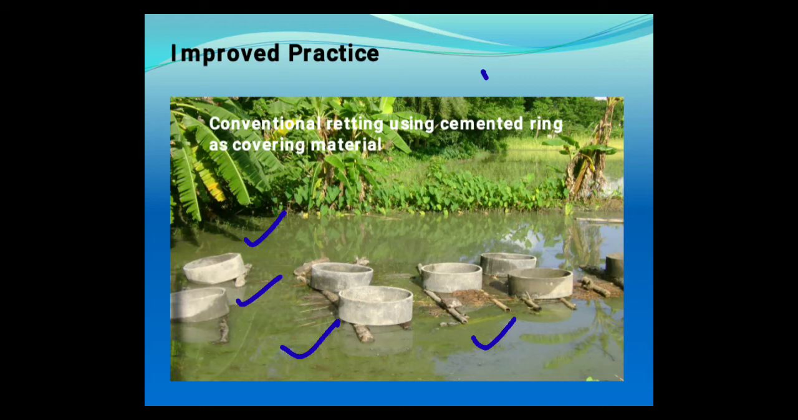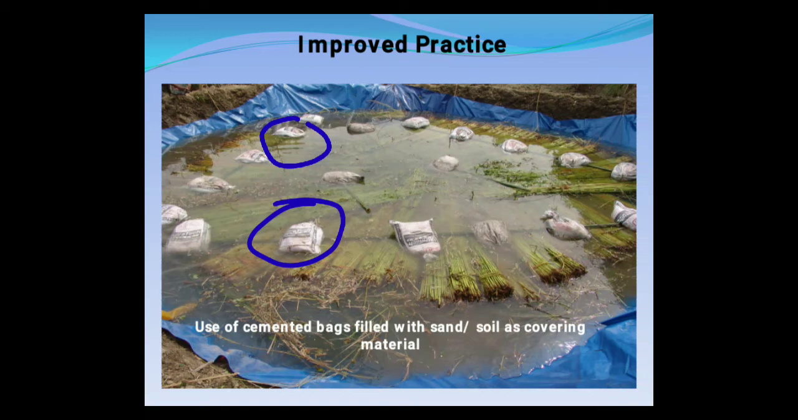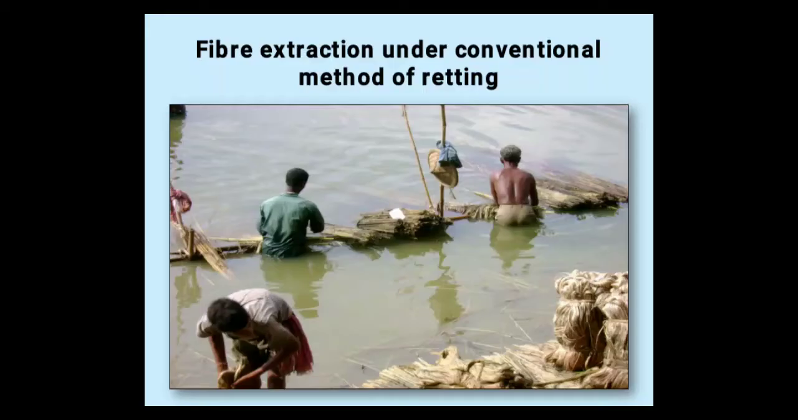So this is an improved practice. Use of cemented bags filled with sand or soil as covering material. These are the cemented bags which have sand or soil as covering material. This is the water, and you get to see these stems are submerged inside the water. So this is one of the improved practices with cemented bags on the jute.